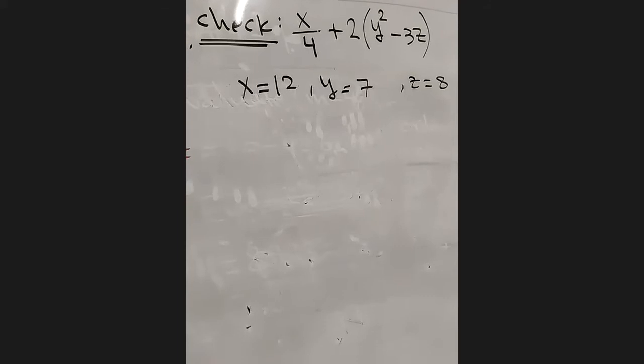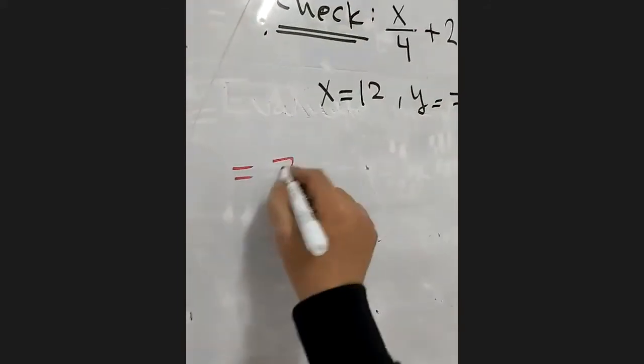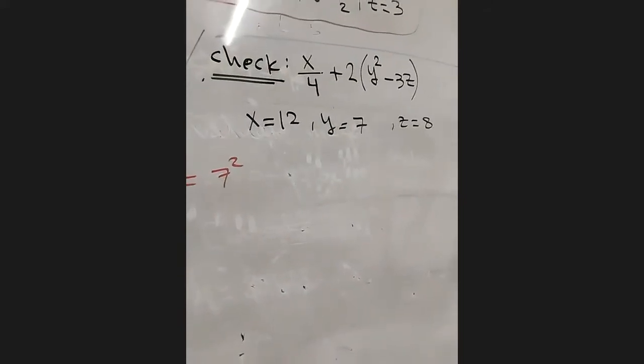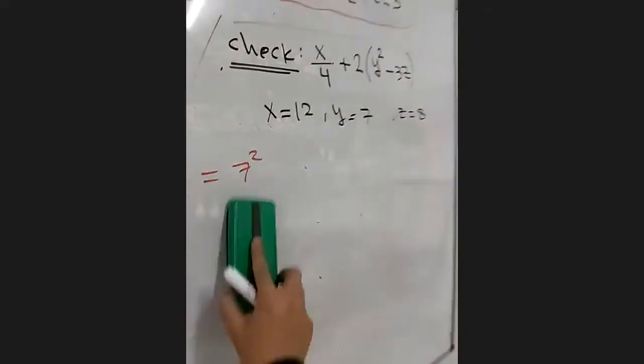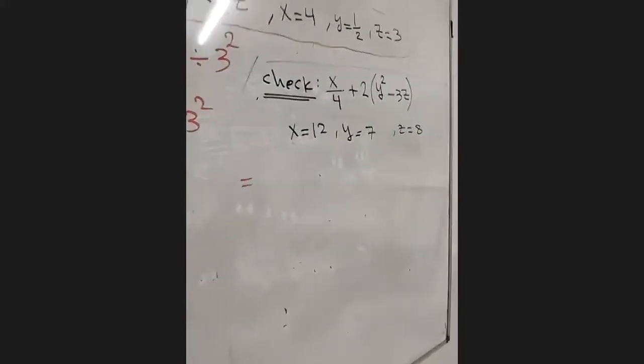Now, what's the first step, Omar? What do we need to do? We have to make the power, then we make the brackets. 7 to the power 2. No, Mr., we will make 12 over 4. What is the first step?